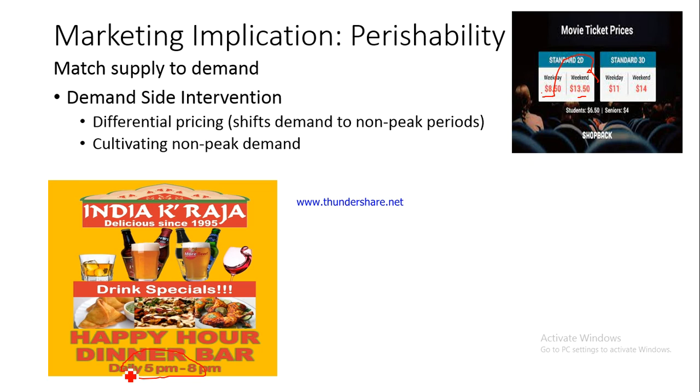Why 5 p.m. to 8 p.m.? Because restaurants generally open around 2 to 3 p.m. and they work till late in night. But naturally they might not be getting any customers 5 to 8 p.m. and the customers generally start turning up after 8 for the dinner. So what they've done is they've tried to cultivate non-peak demand. And how have they tried to cultivate non-peak demand?